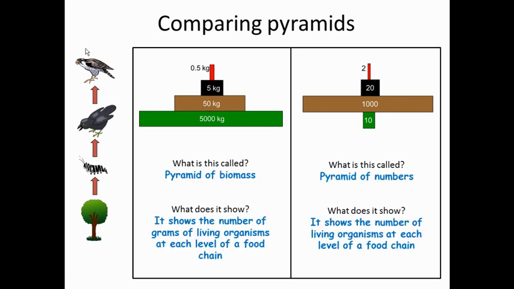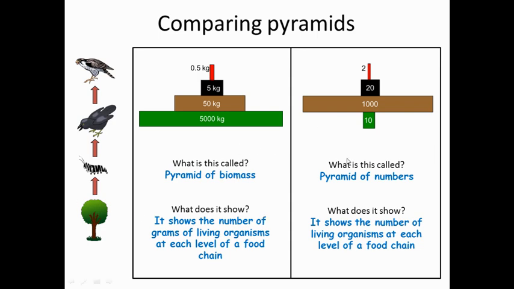Okay, so what you should have had, looking at the one on the left to start with. You can see there's the units of kilograms here, and it's this regular pyramid shape. So that's our pyramid of biomass, okay? And it's showing the number of grams of living organisms at each level of a food chain. Having a look at this pyramid on the right, it's a pyramid of numbers. What's it show? It shows the number of living organisms at each level of the food chain.